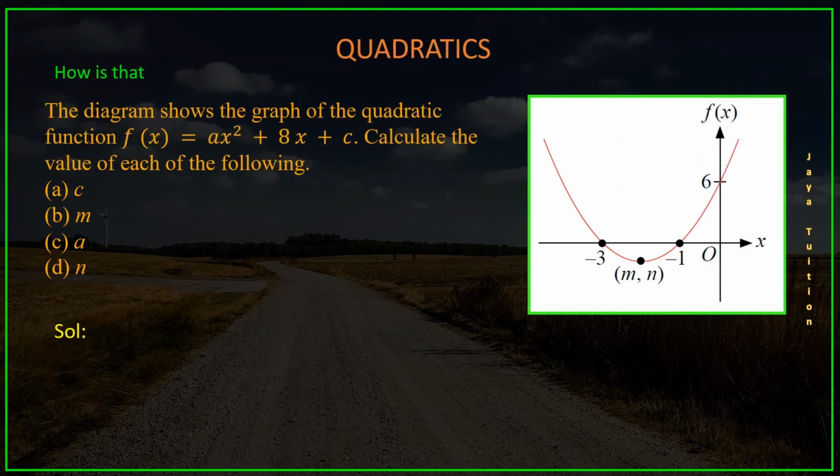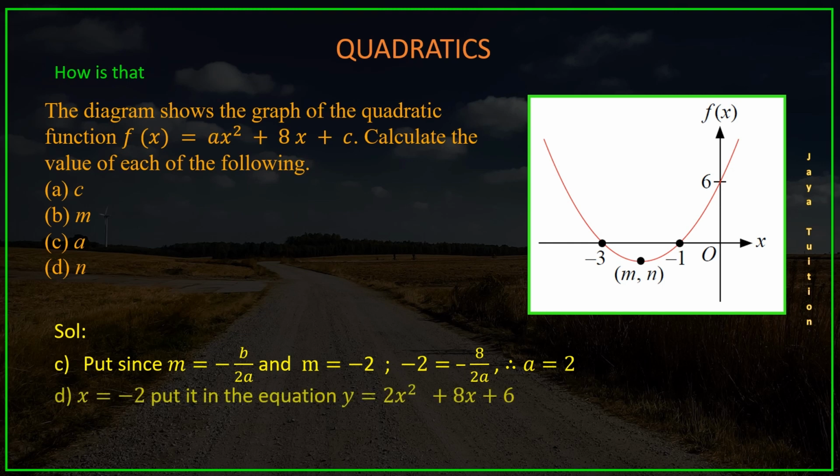To find the value of a, we use the equation of axis of symmetry, that is m is equal to minus b by 2a. We have already found the value of m to be equal to negative 2. Substitute in the above equation the value of b, we get the value of a equal to 2.